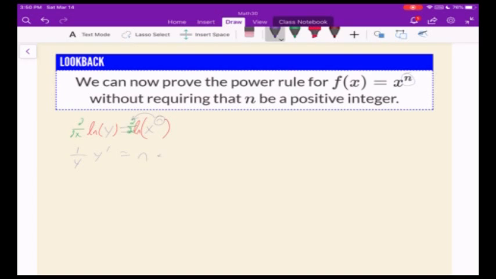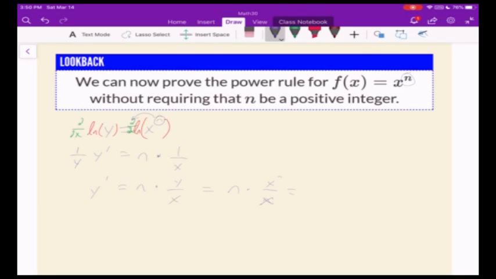1 over y, y prime, implicitly deriving the left side, and then you can move the n down times the derivative of the natural log of x. We know that's just 1 over x. All right, then multiply the y to the other side. So you've got y prime equals n times y over x.